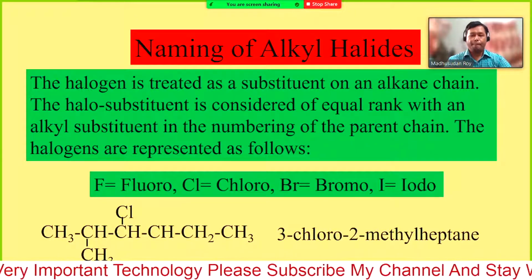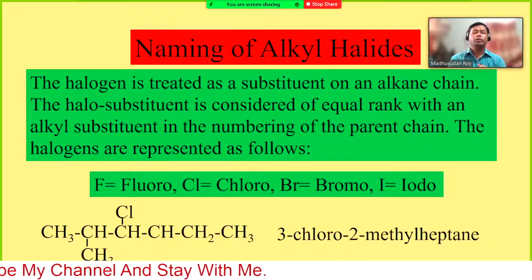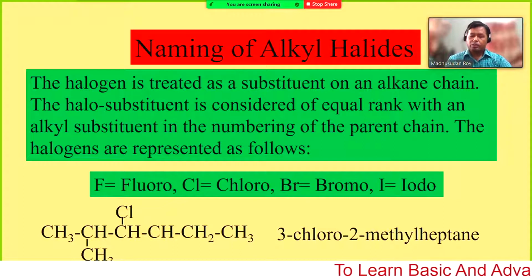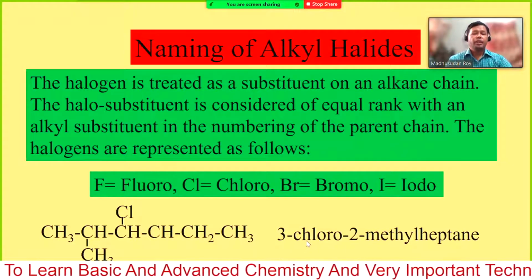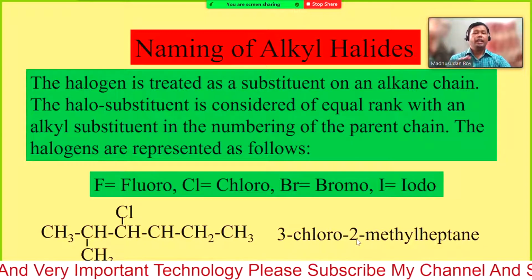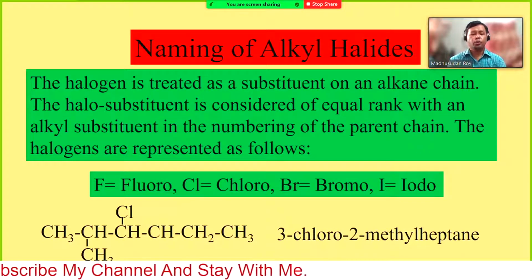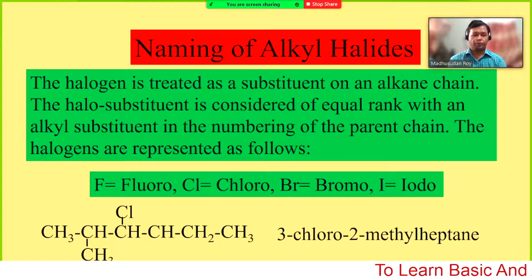Chloro and methyl. In the last class I mentioned that if you have two different substituents, you have to write the name giving preference alphabetically. So you have two different substituents, chloro and methyl. Alphabetically, chloro starts with C and methyl starts with M. Therefore you should write chloro first and then methyl, because C comes first and M comes later. So we follow the position of chloro first, then the position of methyl, and then the parent hydrocarbon.